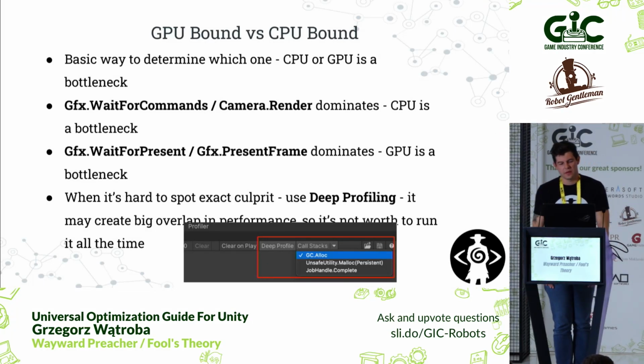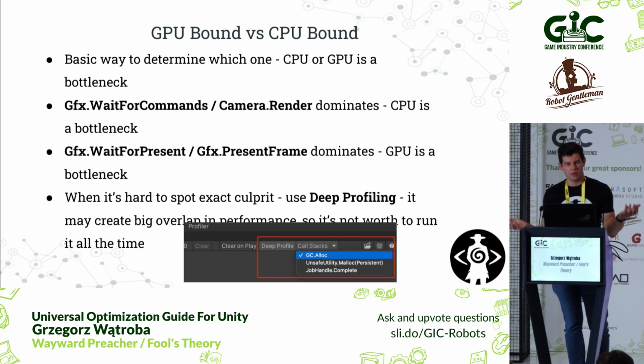Right, so GPU bound versus CPU bound. Determining where to focus our efforts is also very important. Look into profiling events and see which marker is showing up most frequently. If it's Gfx.WaitForCommands or Camera.Render, then the GPU is ready to work, but the CPU is overloaded, so it's a bottleneck at a given moment. On the other hand, when the Gfx.WaitForPresent or Gfx.PresentFrame marker is dominating the profiler, then the GPU is the troublemaker, right?